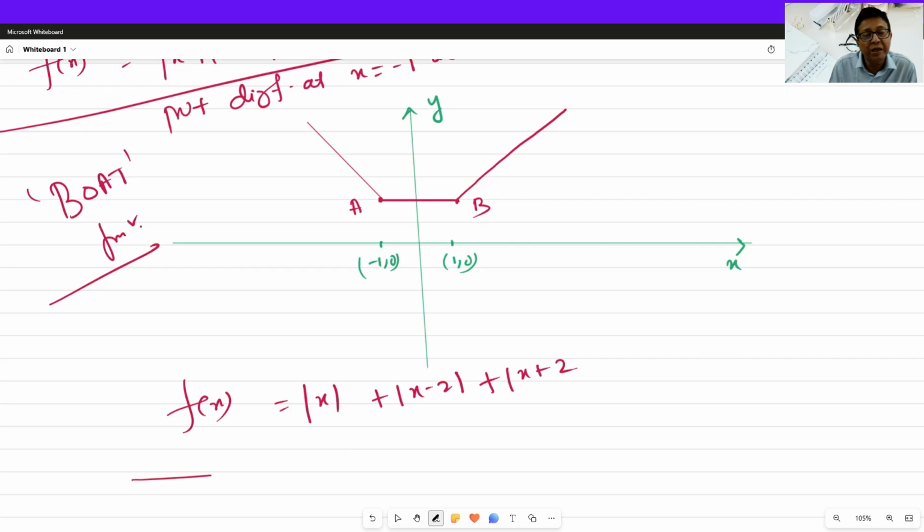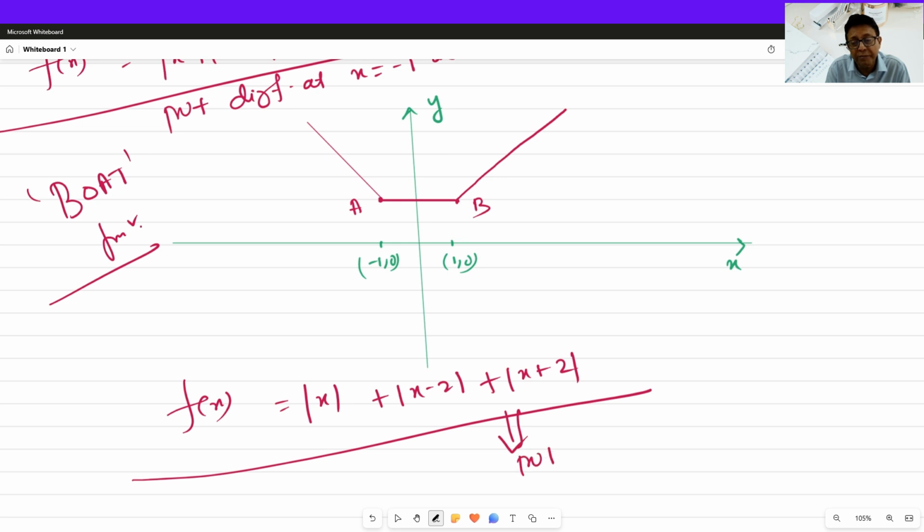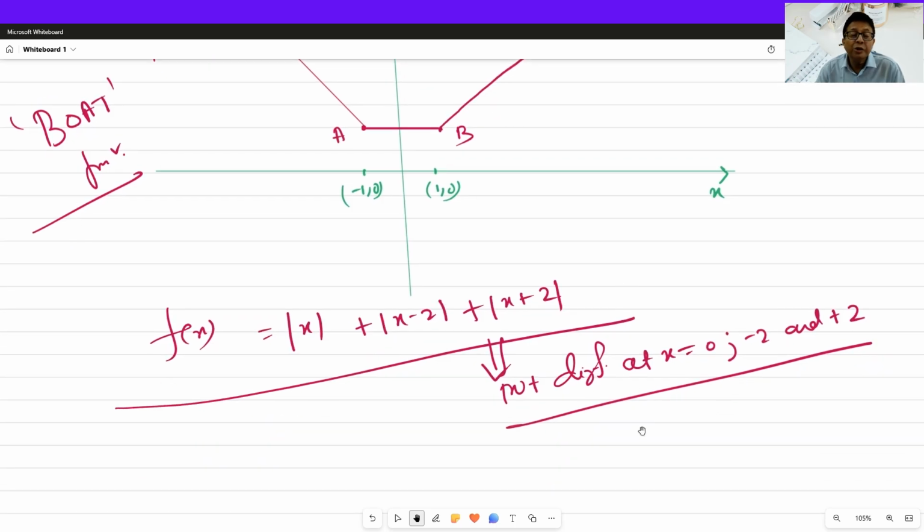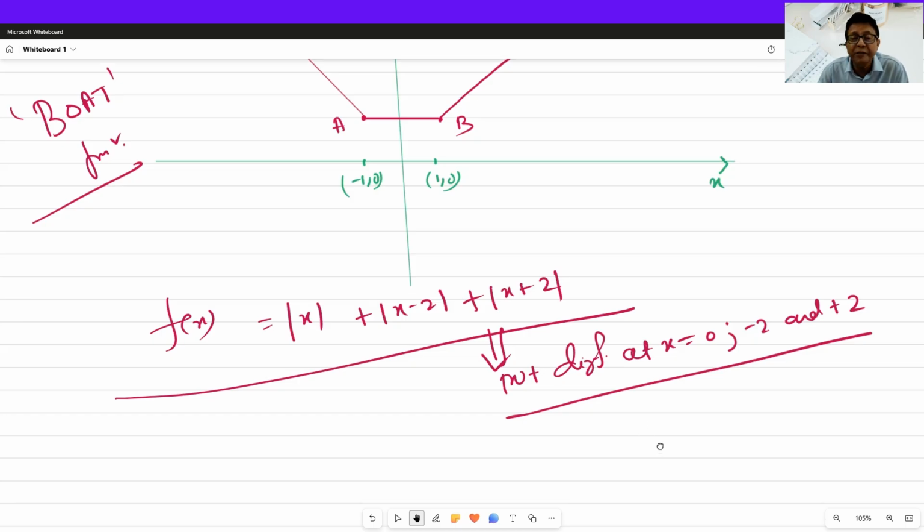If you plot the graph of this function, you will observe that it is not differentiable at x equal to 0, minus 2 and plus 2. Okay, you must try to plot it. Clear? So if the function doesn't have a unique tangent at a point, it will not be differentiable there.